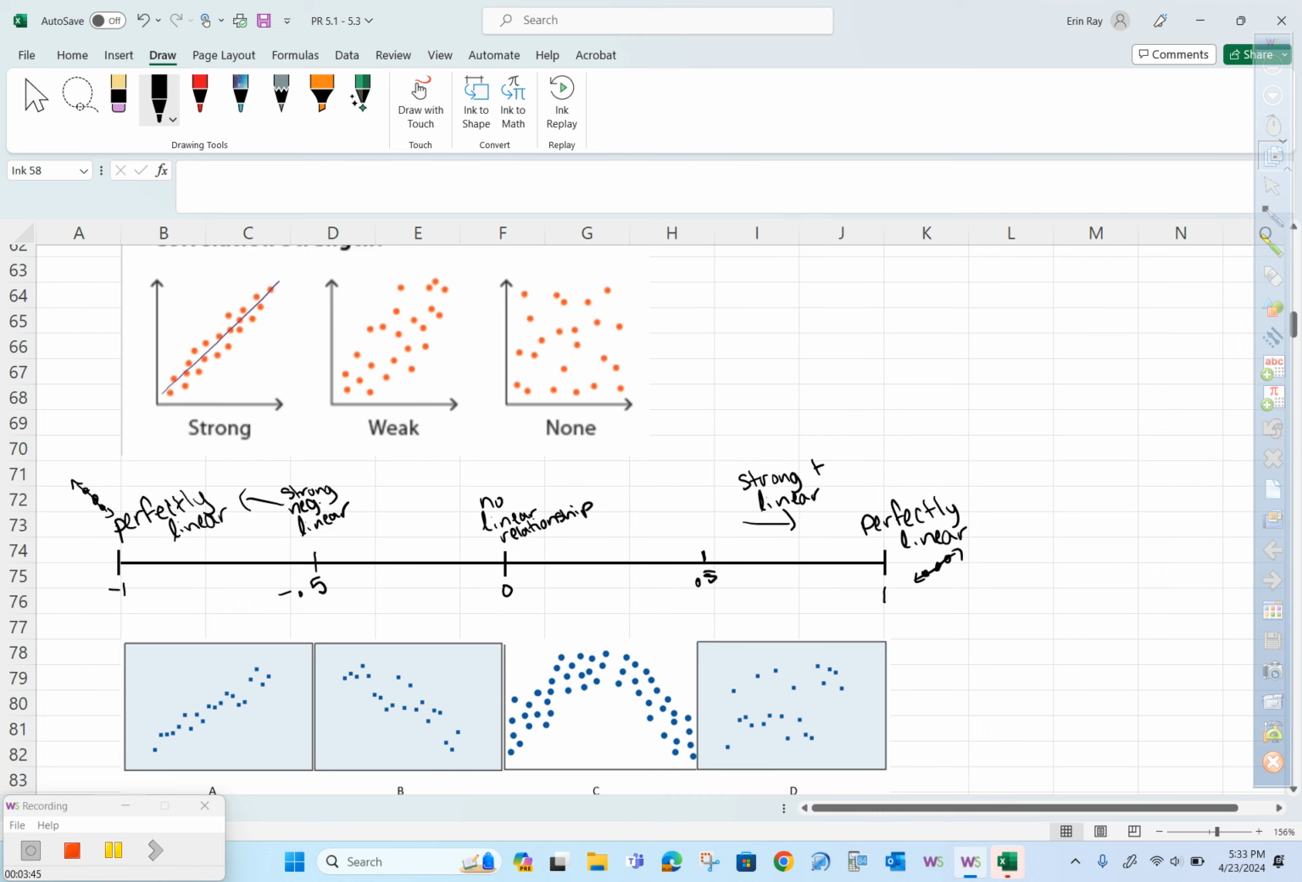We're really not going to see numbers close to 0.5. We'll see at least like 0.8 and above. Okay, so as we increase, it's stronger, but this is really our moderate.